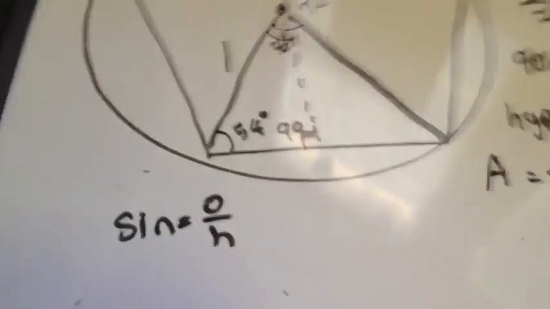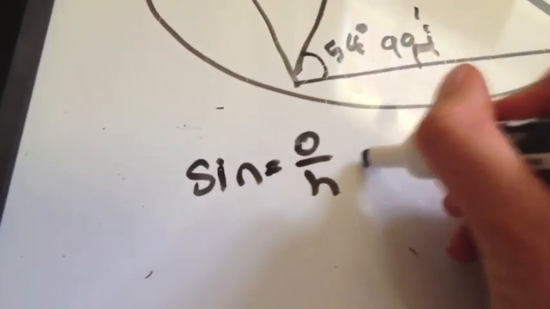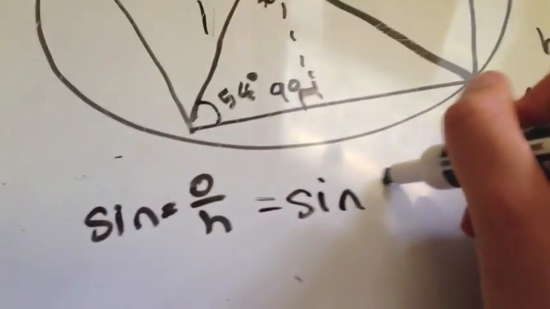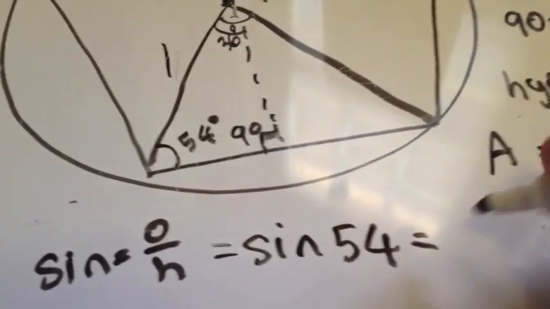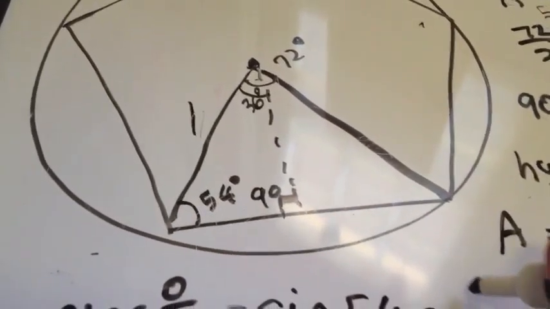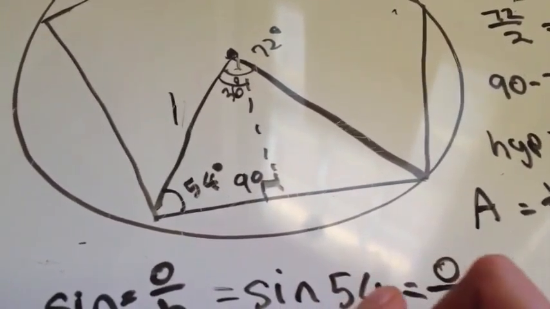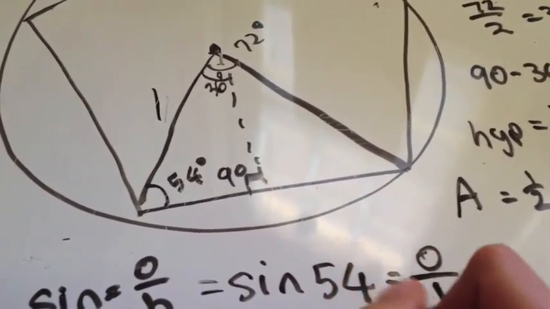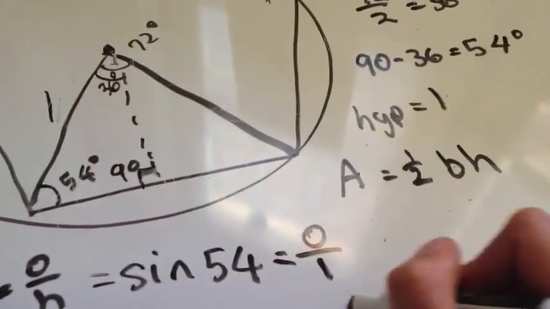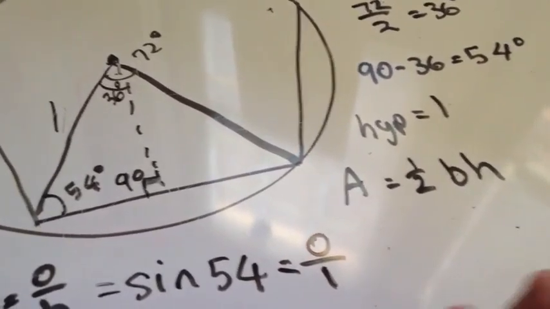The sine equation is opposite over hypotenuse. We know that in our case, sine of 54 is equal to opposite over 1. So the sine of 54 is equal to opposite, which means that this is our height.